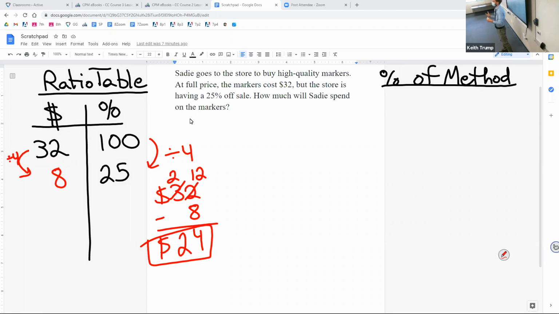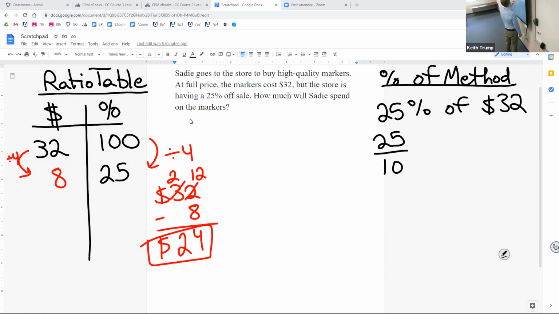And that is a tool that you definitely will use for sale problems, but for lots of other problems as well. Now, another way you could have solved this problem is by using the percent of method. The percent of method looks something like this. We learned in 6th grade that the percent is just a number over 100, right? So in this case, I need to figure out 25% of $32. So a percent is just a number over 100. So 25% is the same as 25 over 100.